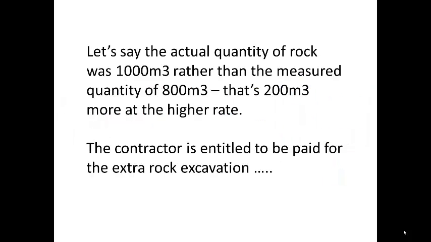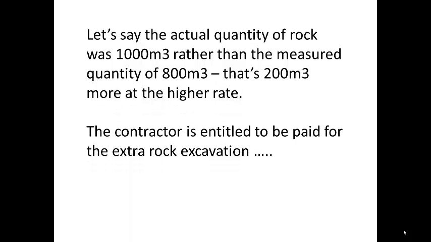Now, let's say the actual quantity of rock was 1,000 cubic metres rather than the approximate quantity that we measured, that provisional quantity of 800 cubic metres. That means there's actually an extra 200 cubic metres of rock excavation which needs to be priced at the higher rate. The contractor's entitled to be paid for the extra rock excavation because he had no way of knowing at the time of pricing exactly how much rock there would be.